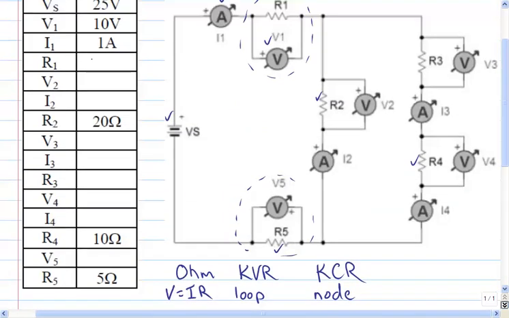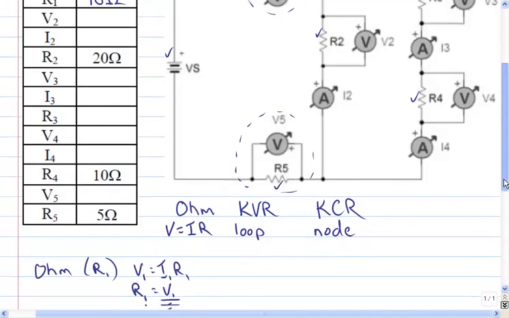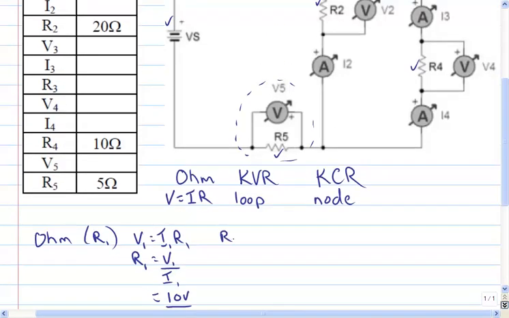Now I can do the same thing for R5. I know that R5 is 5 ohms. So V5, which I don't know, but I can fill that in, is I5 R5, but I5 is just I1, so this is going to be 1 amp times 5 ohms. I end up with 5 volts. So there we got two additional pieces of information that I didn't have before.